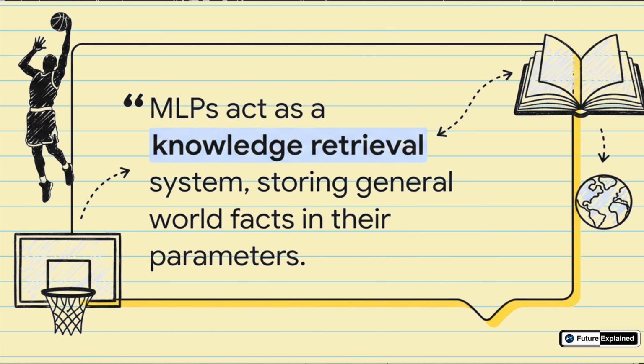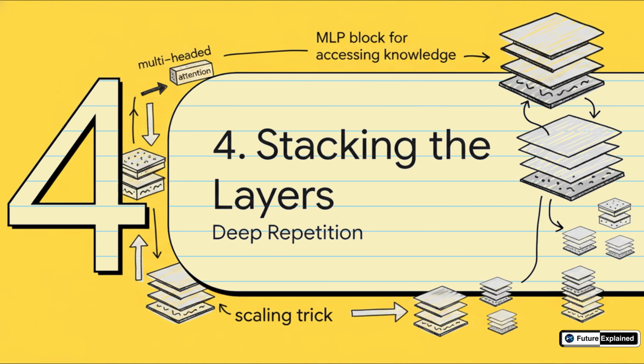This right here, this is the model's library. So if you give it a phrase like Michael Jordan plays, the fact that the most likely answer is basketball, that knowledge isn't in the input text anywhere. That's a general fact about the world, and it's stored deep inside the parameters of these MLP layers. So we now have our two fundamental building blocks, the multi-headed attention block for sharing context, and an MLP block for accessing knowledge. The final trick for scaling this whole thing up is wonderfully simple, but incredibly powerful.